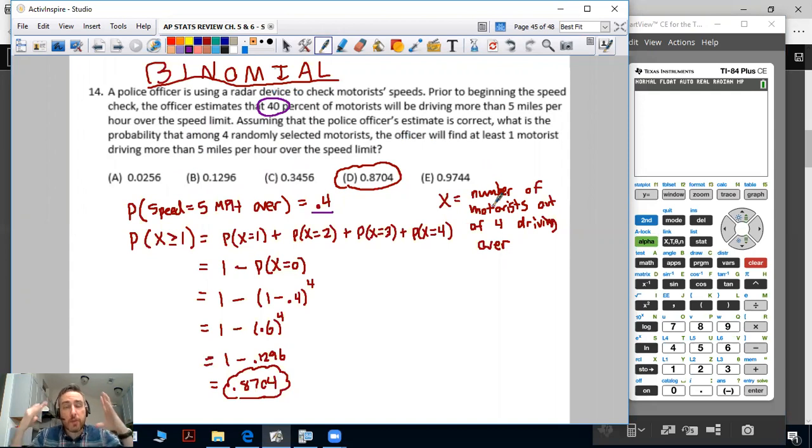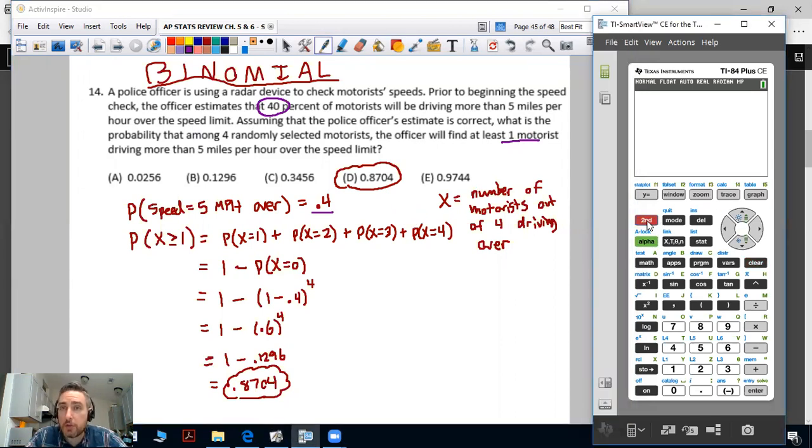Now, what we want to do is picture what's happening here. The probability of at least one motorist driving more than 5 miles per hour is the probability of 1 driving more than 5 miles per hour, plus the probability of 2, plus the probability of 3 and the probability of 4. So this is 1 out of the 4, 2 out of the 4, 3 out of the 4, and 4 out of the 4. This can be done as a binomial.